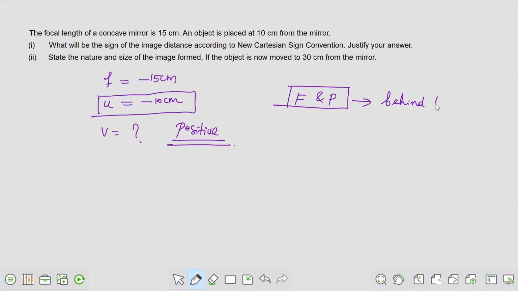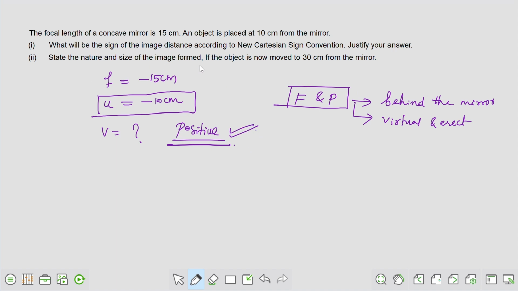Behind the mirror. Image is formed behind the mirror. Since it is formed behind the mirror, it will be virtual and erect. Behind the mirror means right side of the mirror, so distance measured to the right is taken as positive. So as per sign convention, the image distance sign is positive.